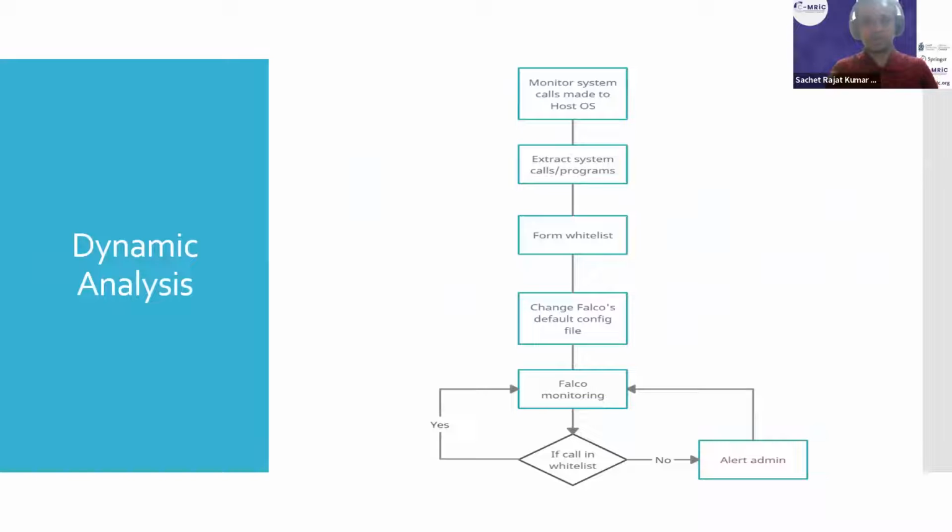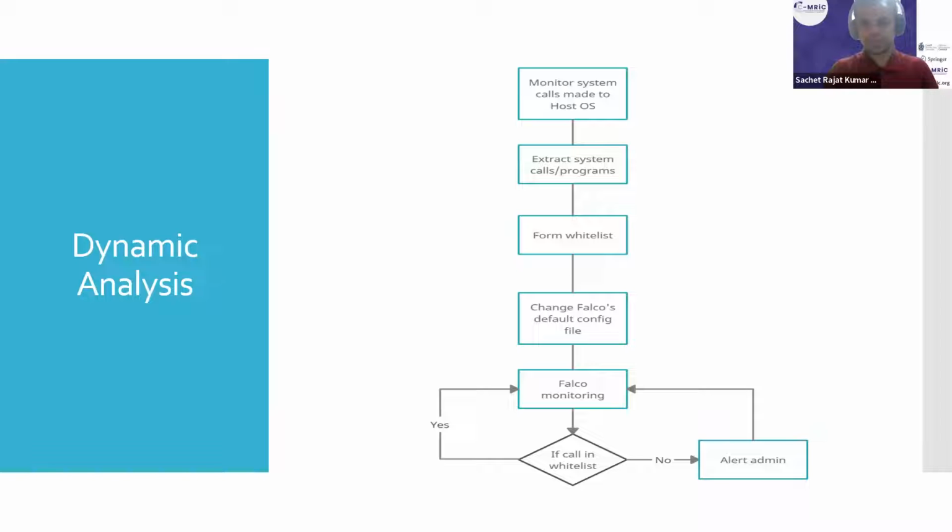Now we come to the second part, which is dynamic analysis. In dynamic analysis, we actually run the containers, and then we try to form a whitelist, and anything that comes outside the whitelist, we try to alert the admin.